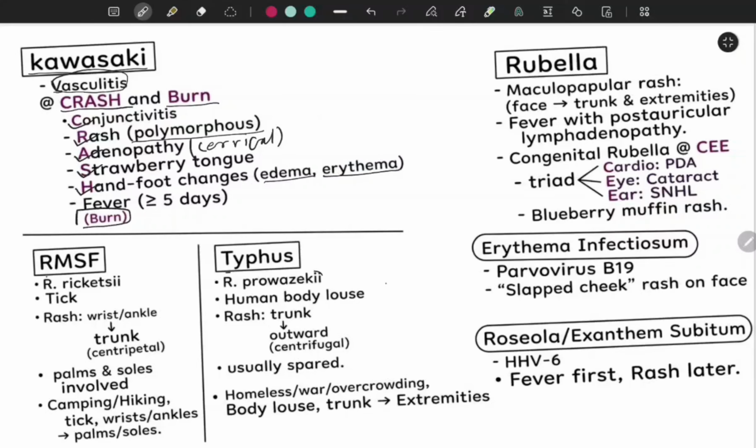And here burn means hot, hot means high temperature, and high temperature means fever. And the fever is more than or equal to 5 days. So for Kawasaki, the fever must be more than or equal to 5 days.